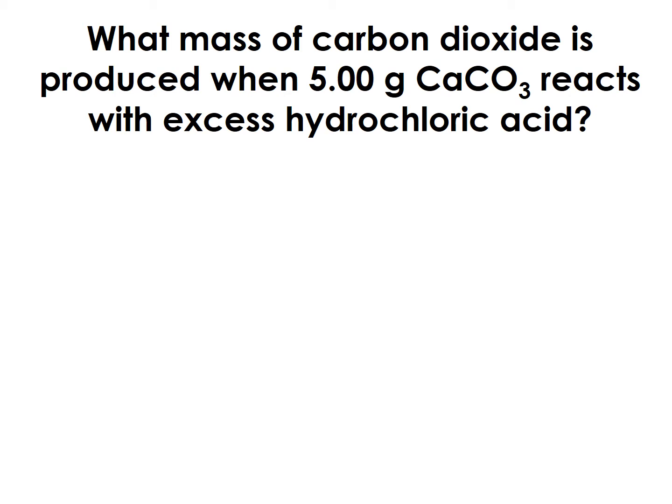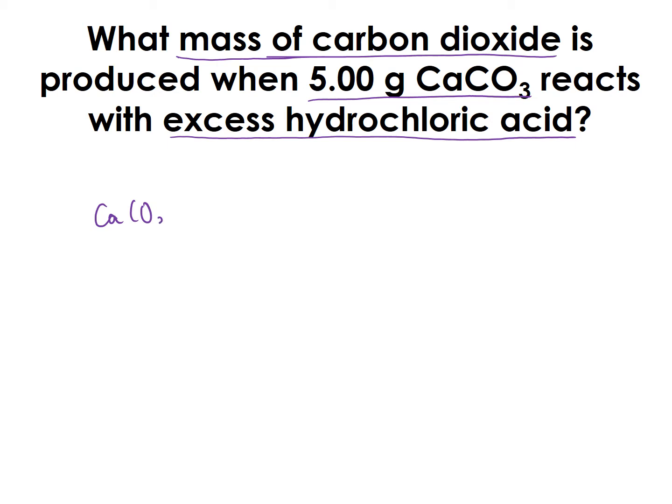In this question, it's asking us what mass of carbon dioxide is produced when 5.00 grams of calcium carbonate reacts with excess hydrochloric acid. Let's start off with the balanced equation then. CaCO3 reacting with HCl forms calcium chloride, CaCl2, and water, H2O, and carbon dioxide, CO2. That would need 2 moles of HCl for every 1 mole of calcium carbonate.